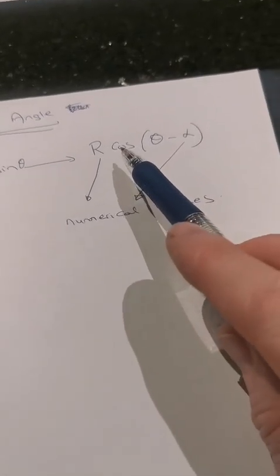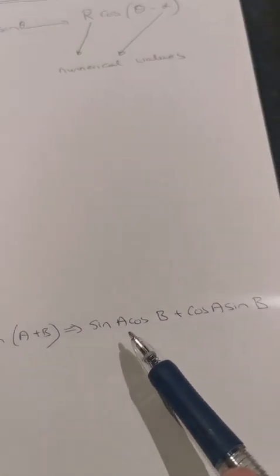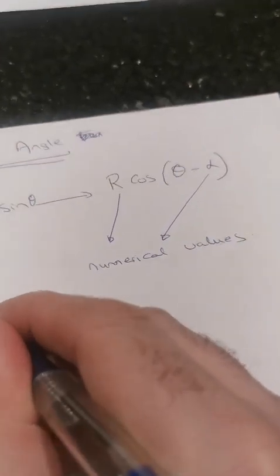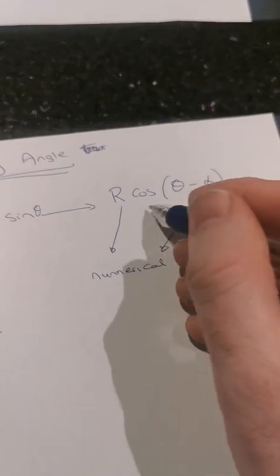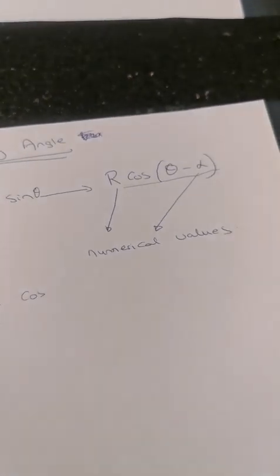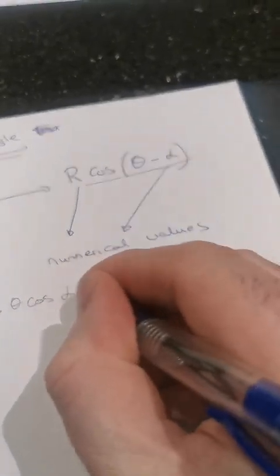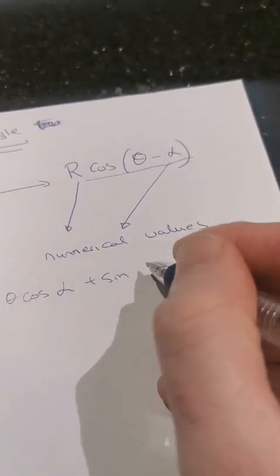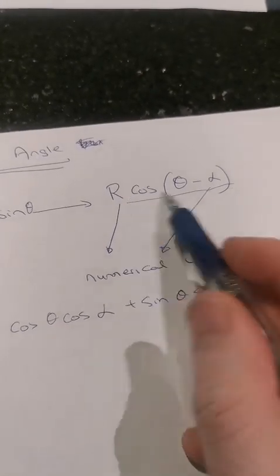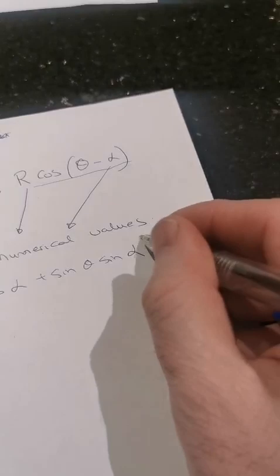So if we expand this first of all, and we've seen this before, like sine(a plus b), if we expand it out, you get this. So if we expand out this one, we get r multiplied by all of this expanded out. It's cos theta cos alpha plus sine theta sine alpha. So once we expand out cos of (theta minus alpha), we get all of this multiplied by r.